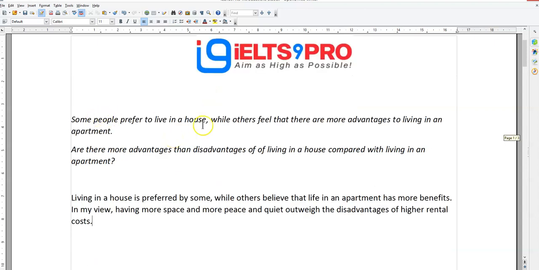So that's what we have here. Some people prefer to live in a house. Others feel there are more advantages to living in an apartment. There are more advantages than disadvantages of living in a house compared to living in an apartment.